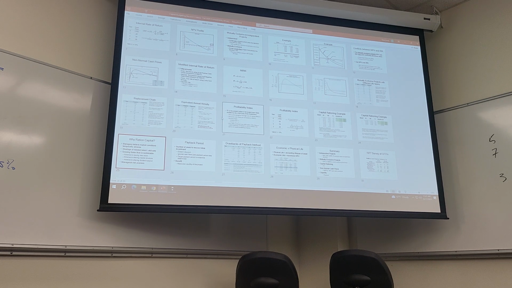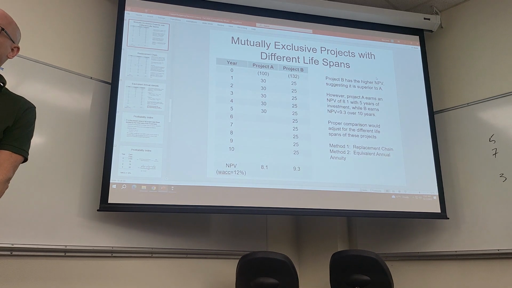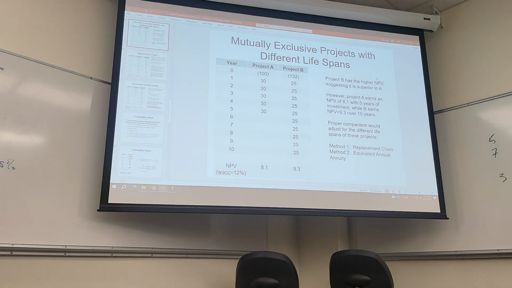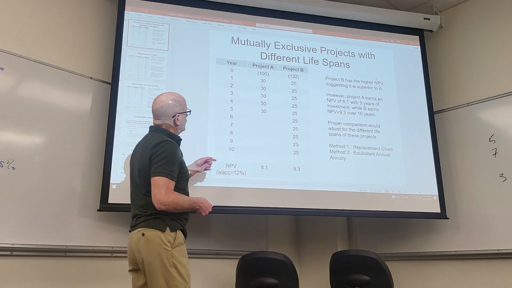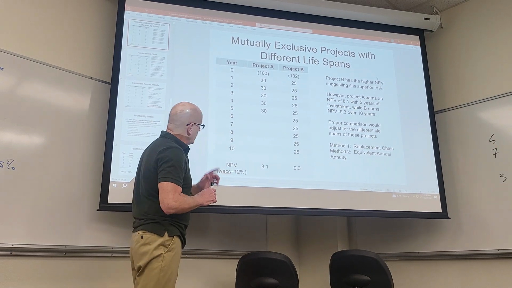Okay, let's look at another special circumstance. Now, instead of multiple independent projects, let's say we've got multiple mutually exclusive projects. We want to pick the best, but they have different lifespans. So now we're gonna have two different rules that can do the same thing for us here. We have two rules that can give us a decision. So let's look at what we've got here. So I've got projects A and B. I've got to pick the best of the two.